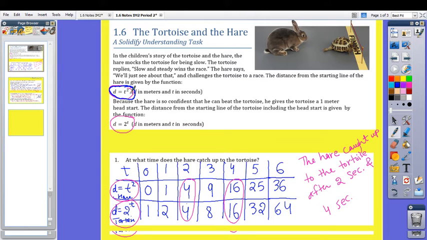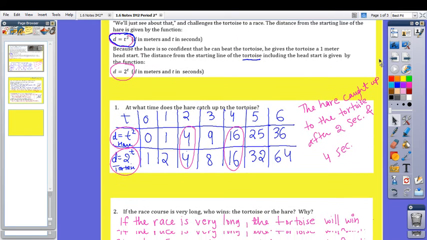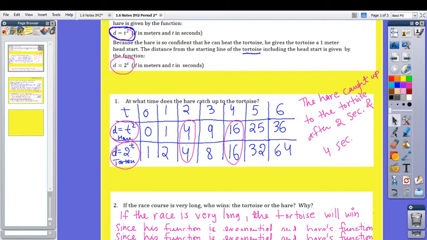So the distance with respect to time was changing as T squared for the hare, and for the tortoise it was going with 2 to the T. Now what we also figured out yesterday is that the tortoise had a head start of 1 meter. So the hare started once the tortoise reached 1 meter, then the hare started running. So at 0 time, when the hare was at 0 distance, the tortoise was at distance 1 meter.